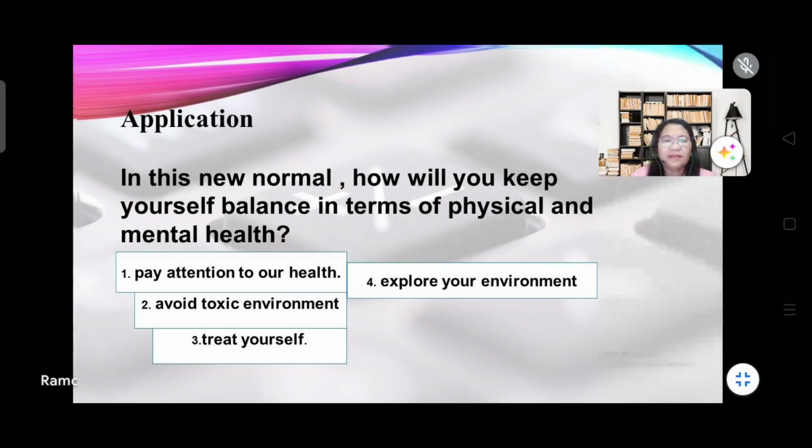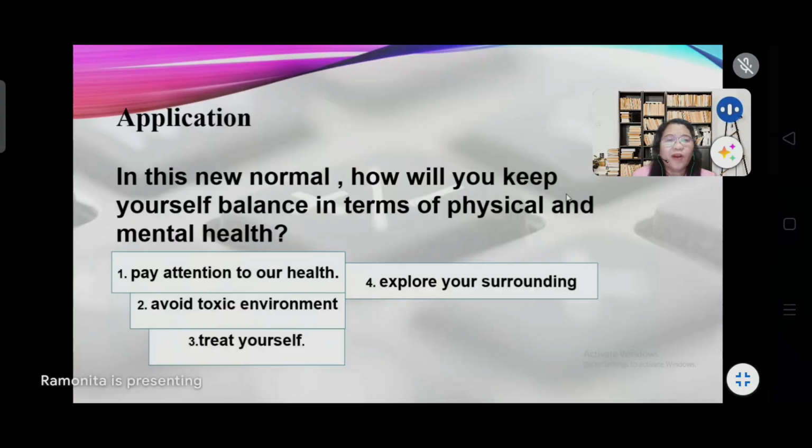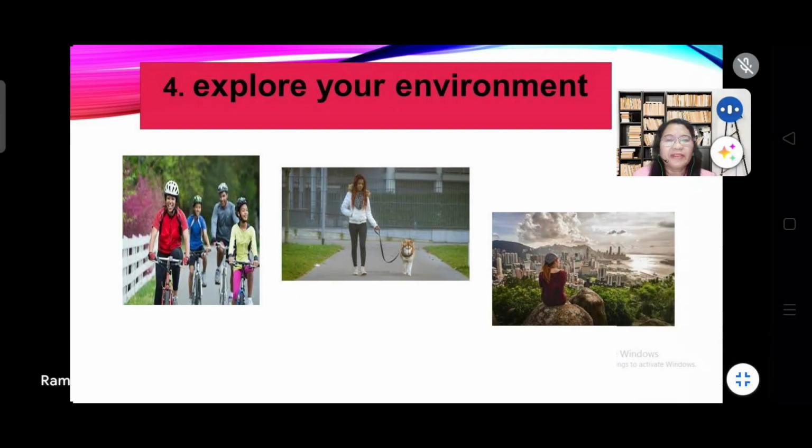Next, explore your environment. How are you going to explore your environment? Okay, so exploring your environment, you have your family with you. Or you could bring your favorite pet. Or you could go by your own, go to a place where you're going to observe the nature, where you think you will be happy.